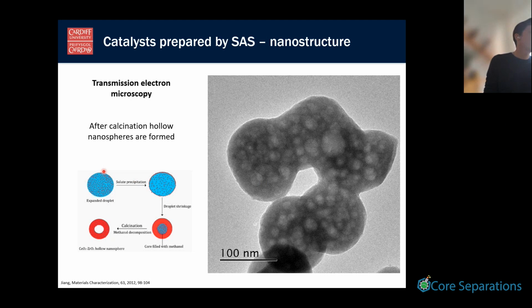The understanding of this mechanism has been fairly well elucidated by various researchers, but essentially in your precipitate, you do retain some of this organic solvent, and then during calcination, that's removed. And because of the precipitation of your material around the edge of your nanosphere, you actually end up with this hollow morphology. One of the open questions in the literature is whether these are accessible or not.